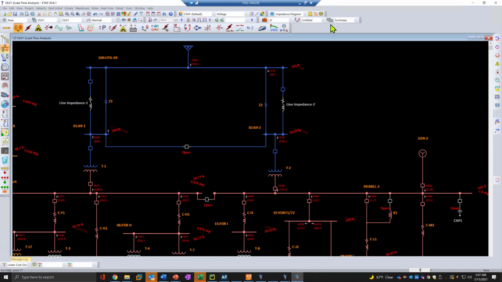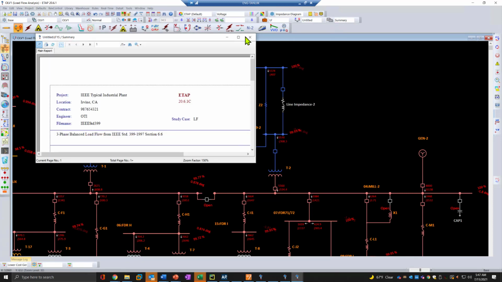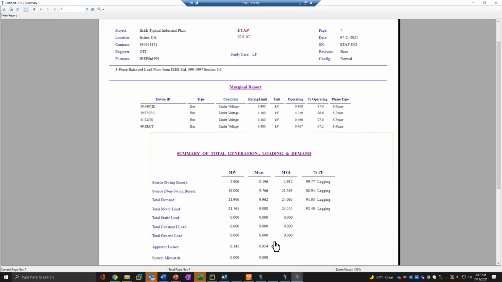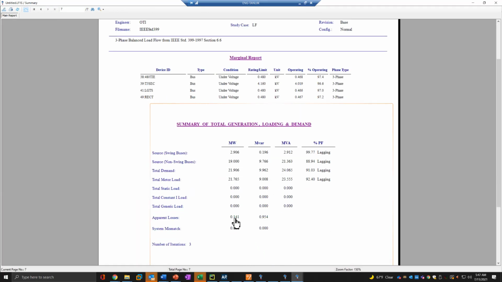And the amount of losses from this particular network can be observed inside the summary report. We can go to the last page, and we can see that the apparent losses are about 140 kilowatt and almost 1 megavar in the system.